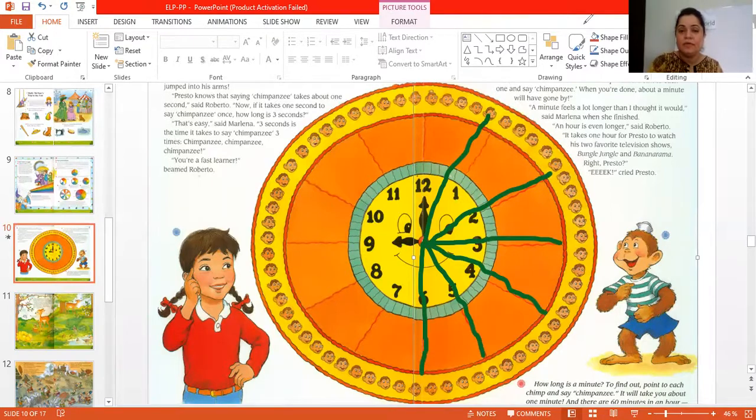So I hope that you have understood that. You have seen how the clock is divided into hours, then into minutes, and into seconds. So this was it for today's class, in which we have learned about time.